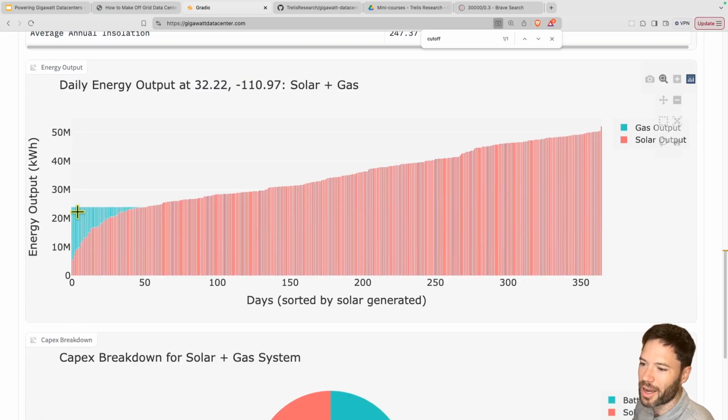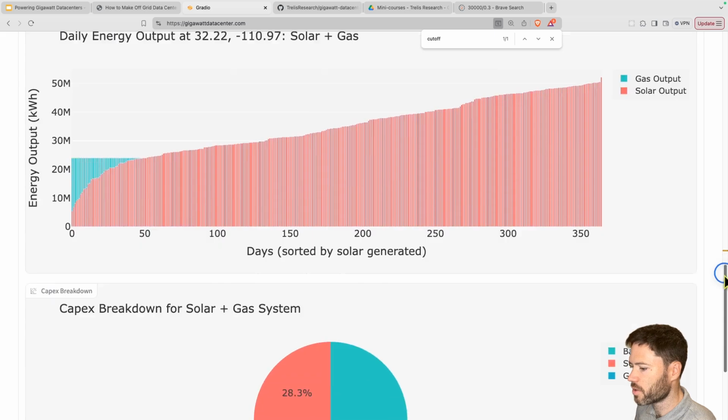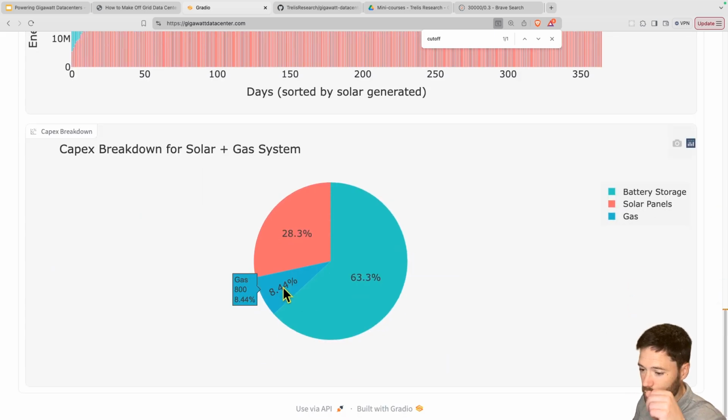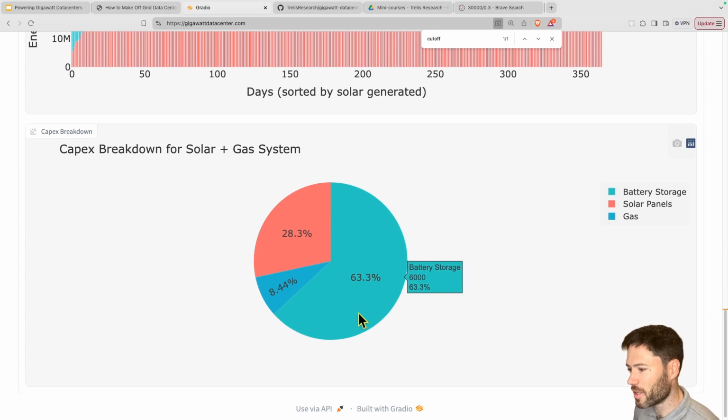So here you can see how that gas fills in. Basically on the 50 low days, it's filling in here for the solar. And on all of these days, we've excess solar, but the excess solar is much, much less than what it was before when we didn't have any gas to help us out. Of course, now we have some capex added in for the gas plant. But overall, this has allowed us to greatly reduce the size of our solar array.